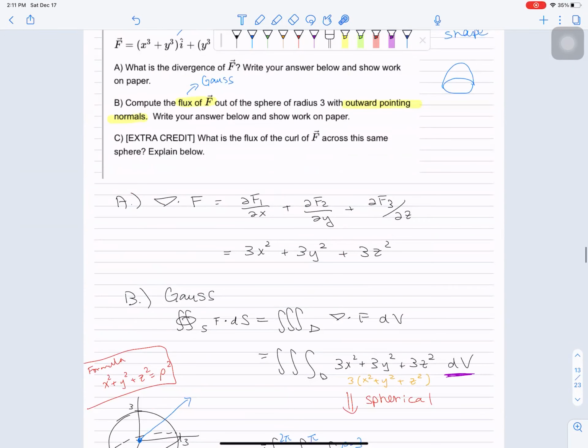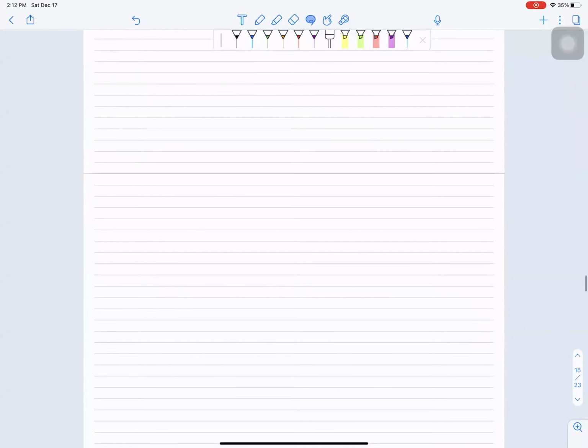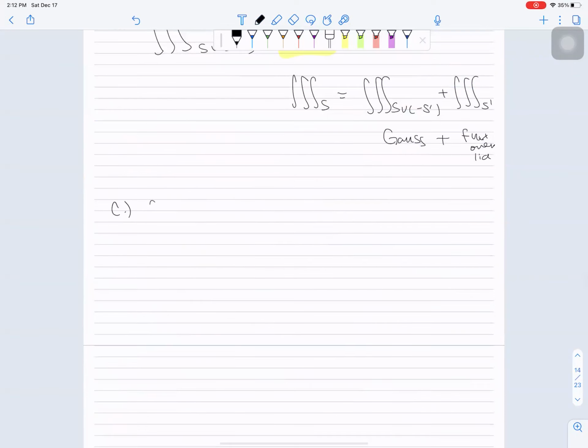Part C, what is the flux of the curl of F across this same sphere? Okay, so let's think about this. What am I computing? Flux of the curl of F. So for part C, I'm trying to find the flux of curl of F over the sphere.